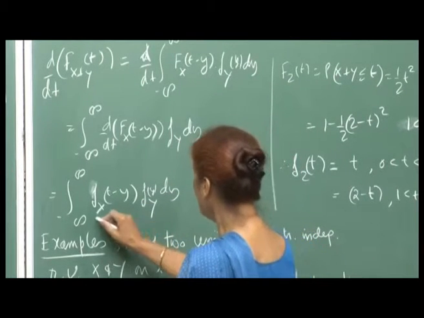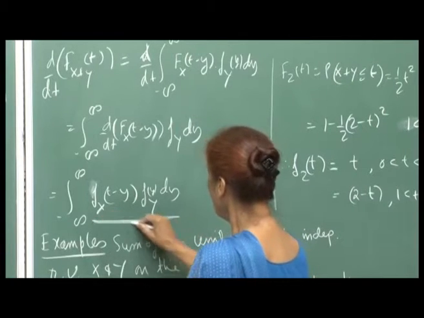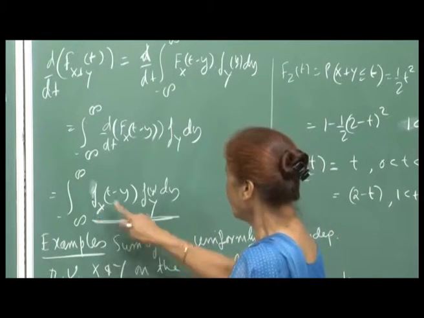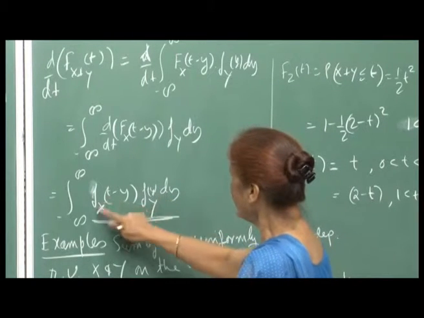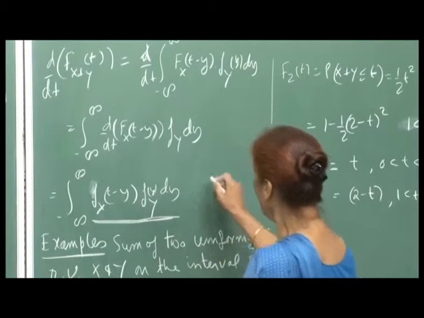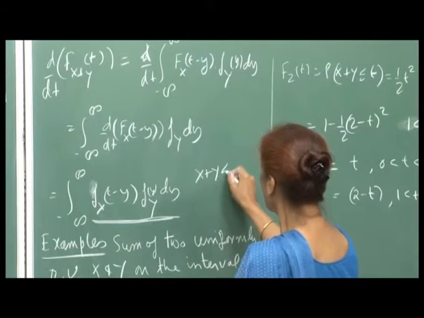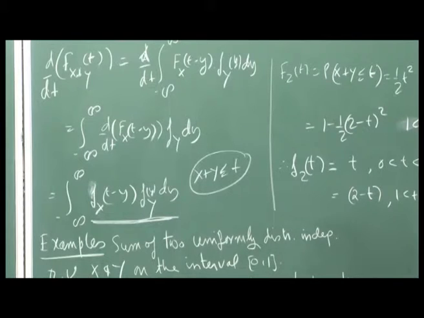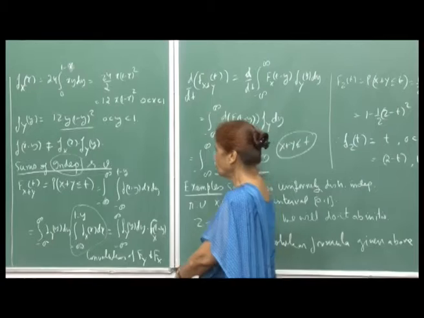So, this you can see better as a convolution of the two PDFs f_X and f_Y. So, f_Y(y), then f_X(t minus y), where we are looking at the event X plus Y less than or equal to t. This is called the convolution, and sometimes it comes in handy, but I will try to show you again.